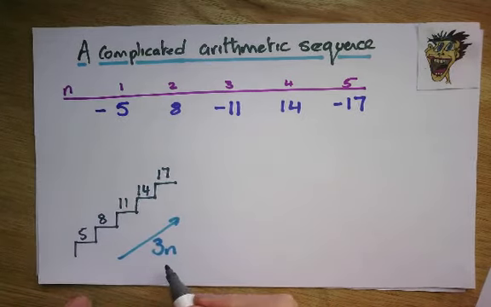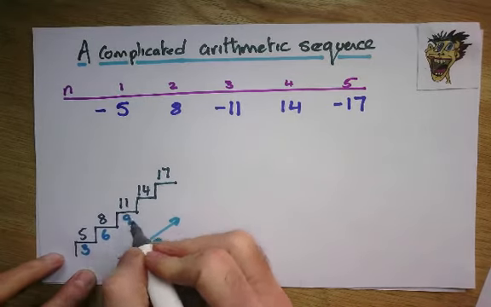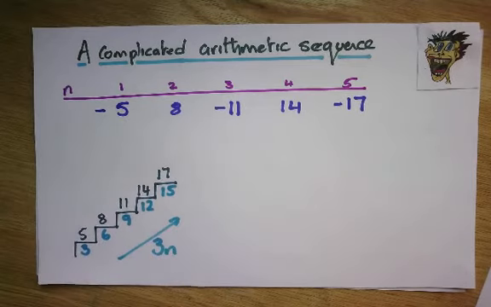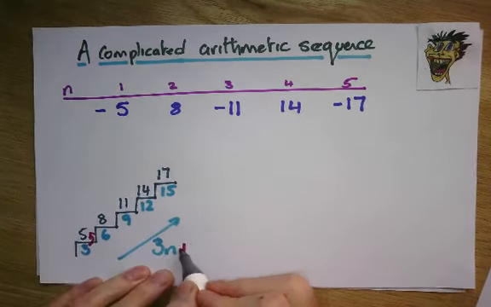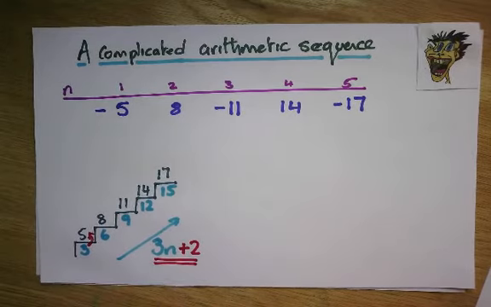I'm using n here, not x. Sometimes you can use x. The 3 times table will be 3, 6, 9, 12, 15. And you can see the adjustment I needed to make to get from this value to the one above is to add 2. And so that's the sequence.